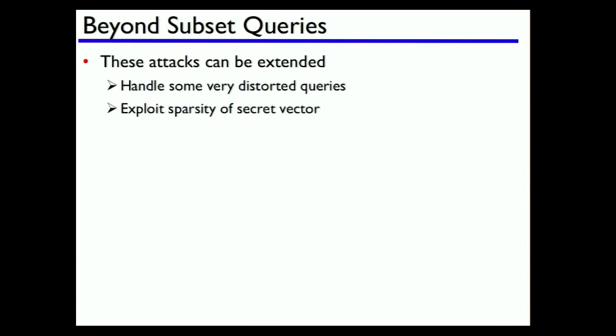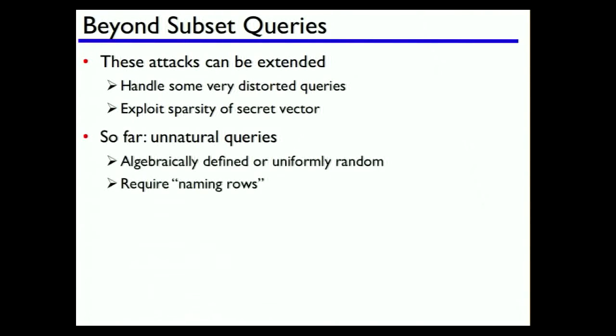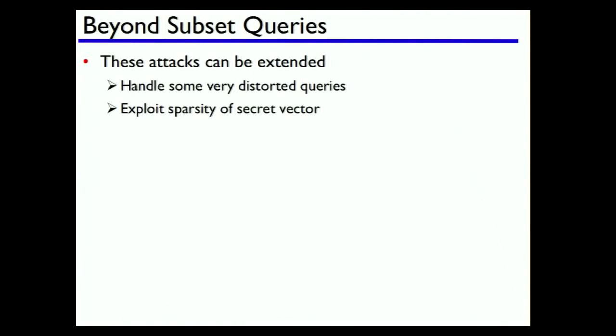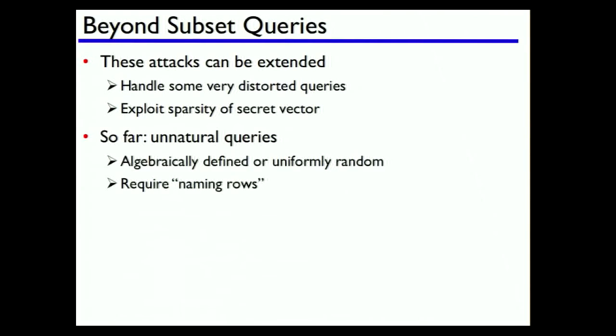These attacks that I've just described can be extended considerably. They can handle some very distorted queries. They can exploit sparsity in the error vector. So I won't tell you too much about it. Maybe I'll just mention that these results draw on a deep and extensive theory of reconstruction from the signal processing world. And there are really nice connections to things like compressed sensing, if these are things you've heard about. It's a very nice area to play around in.